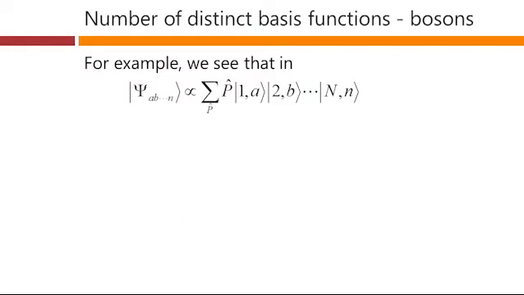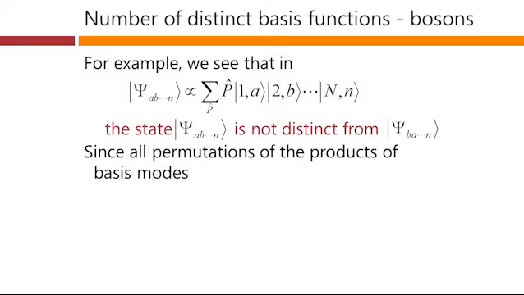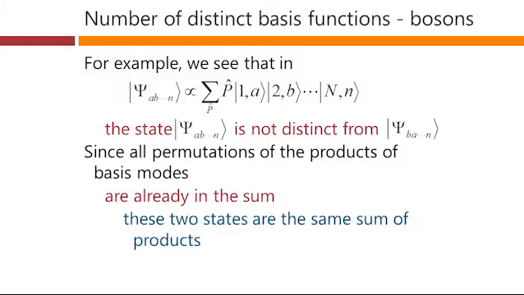For example, we see that in this basis state here, for n identical bosons, this state with A, B all the way up to n is not distinct from this state with B, A all the way up to n. Since all the permutations of the products of the basis modes are already in the sum, these two states are the same sum of products performed in a different order. So, because these two states are not distinct, there are fewer orthogonal distinct basis states for identical bosons than there are for non-identical particles.